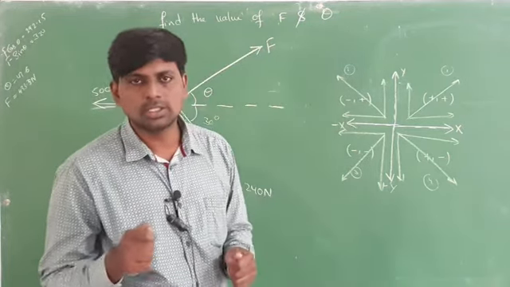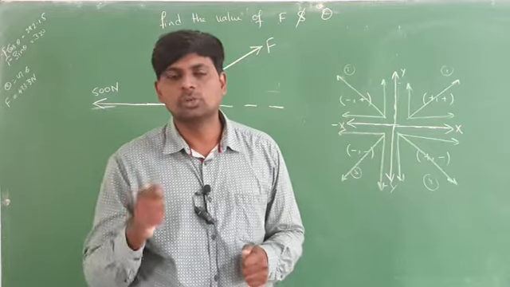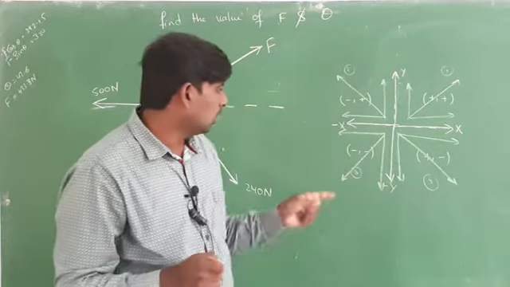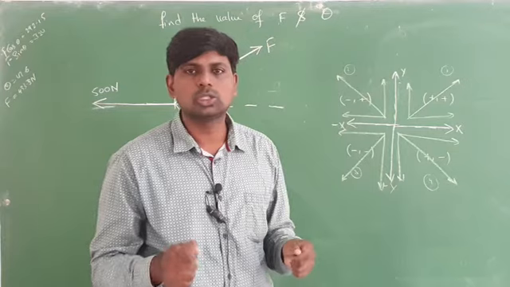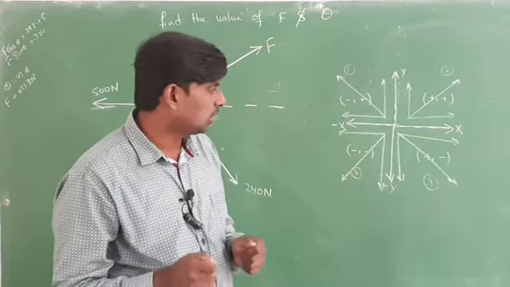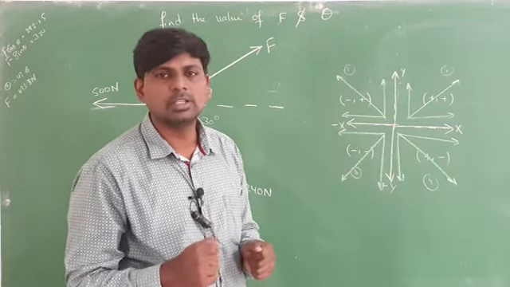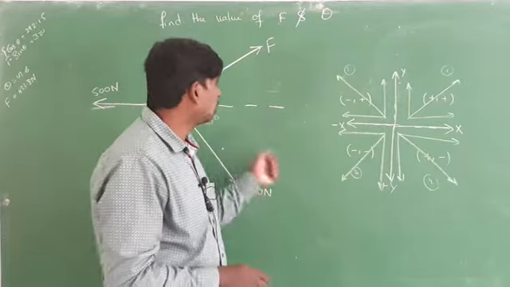In the second coordinate, the sign of x is negative, y is positive. In the third coordinate, the sign of x as well as y both are negative. In the fourth coordinate, the sign of x is positive and y is negative. Like that only you have to resolve this one.